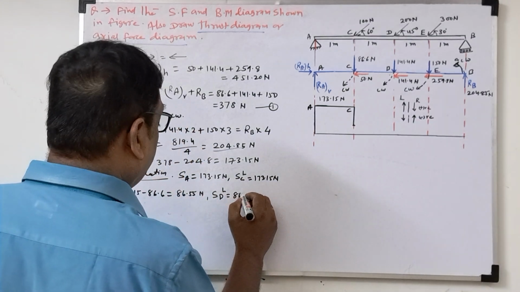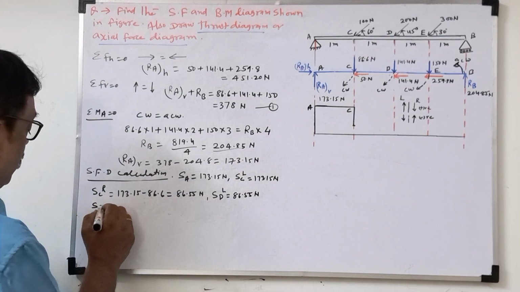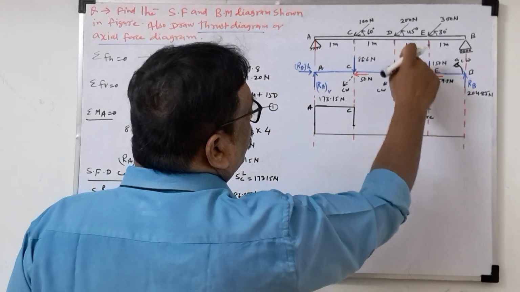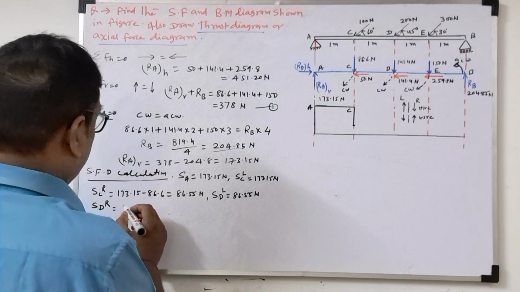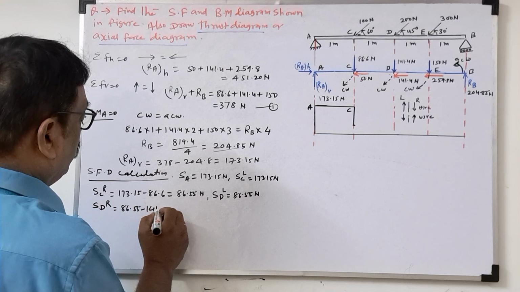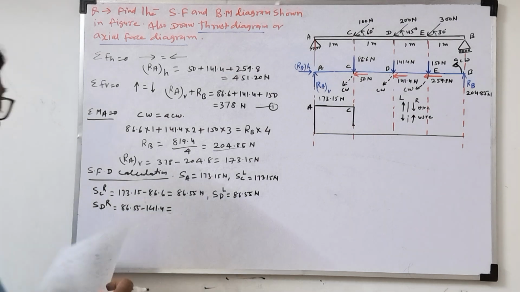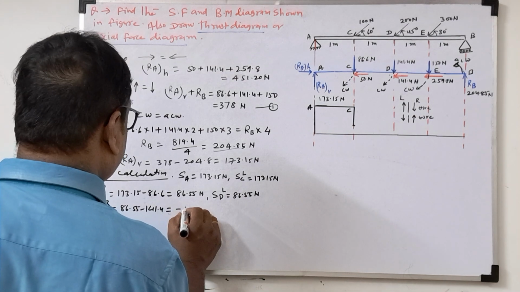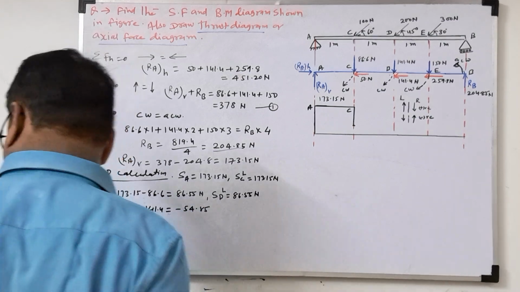86.55 Newton. Now if you go to SDR, that means this point, 141.4 is acting. So same thing. What is here? 86.55 minus 141.4. This value, how much is coming? It is coming minus 54.85. So now look here.